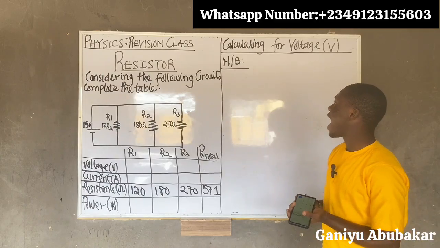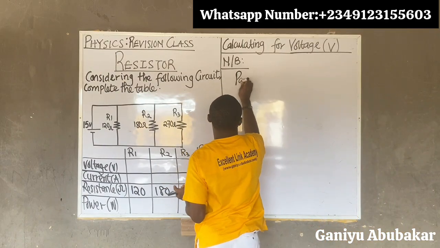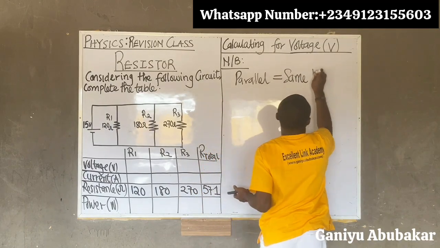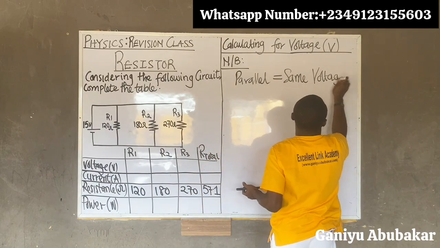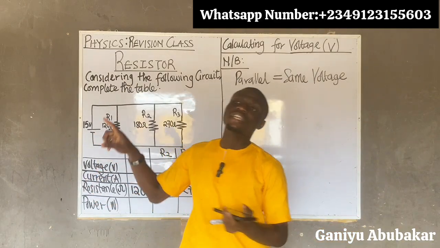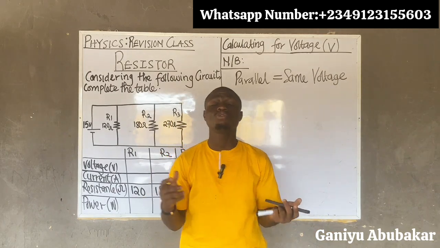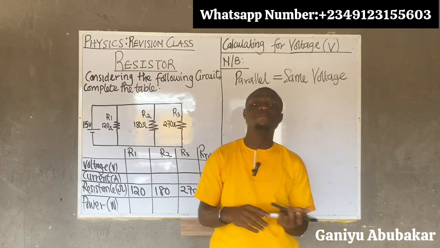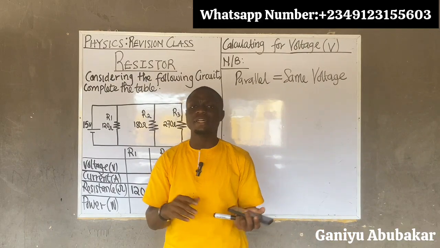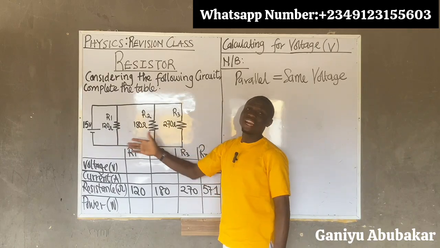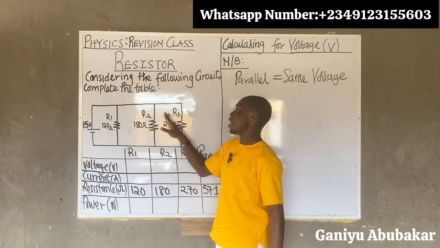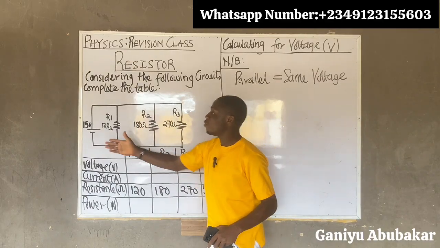When resistors are arranged in parallel, we said the same voltage, or if you want, the same potential difference, PD, flows through them. All right. Now here's the idea. These resistors are all arranged in parallel. It means that R1, R2, R3 share the same voltage, right?